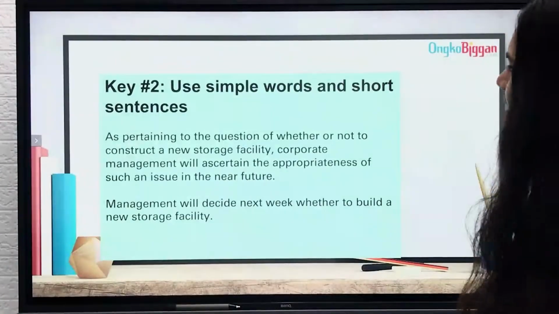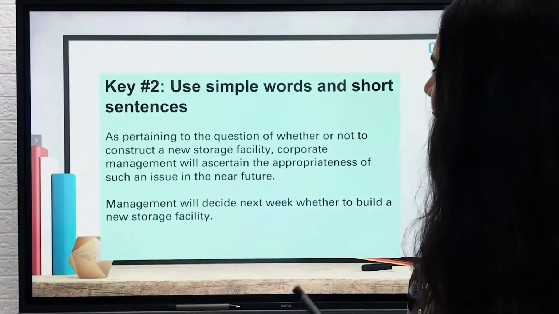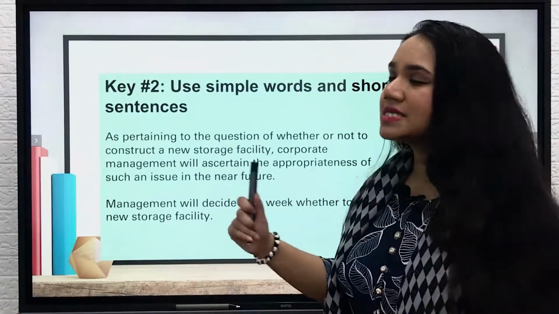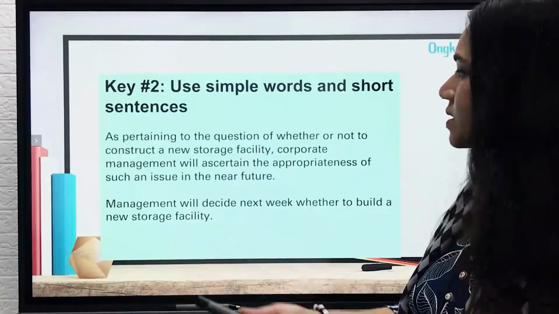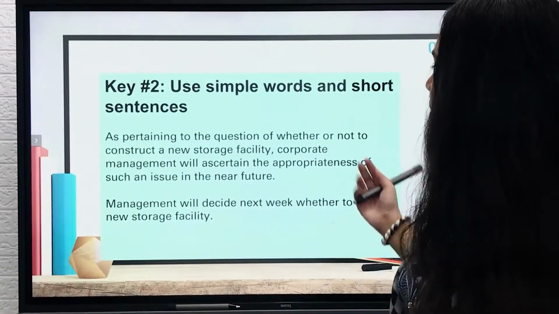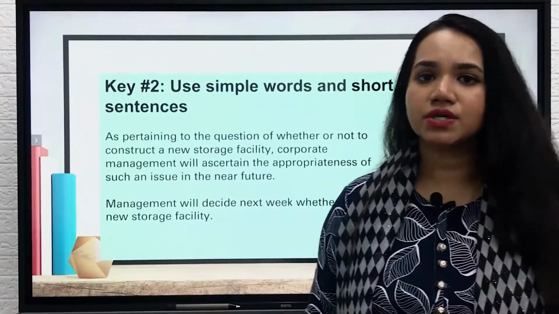The second thing is using simple and short sentences. Why? Let's look at these two sentences. The first sentence says, as pertaining to the question of whether or not to construct a new storage facility, corporate management will ascertain the appropriateness of such an issue in the near future.